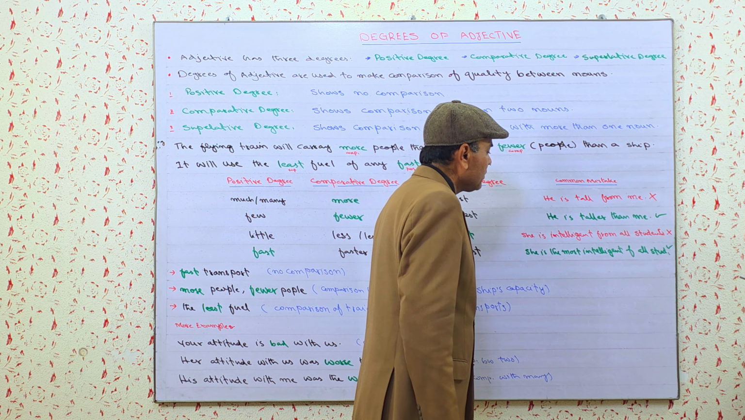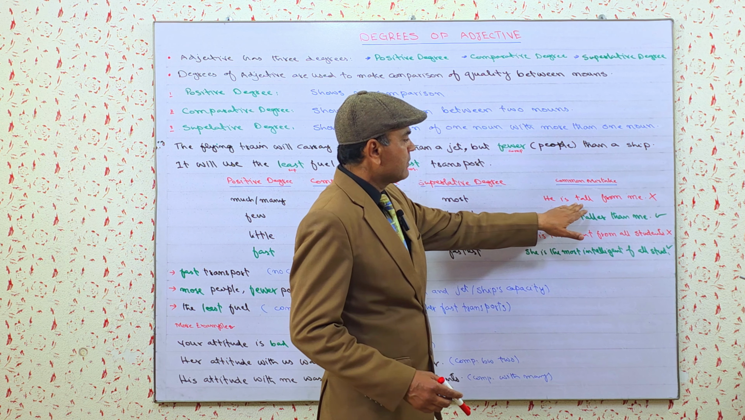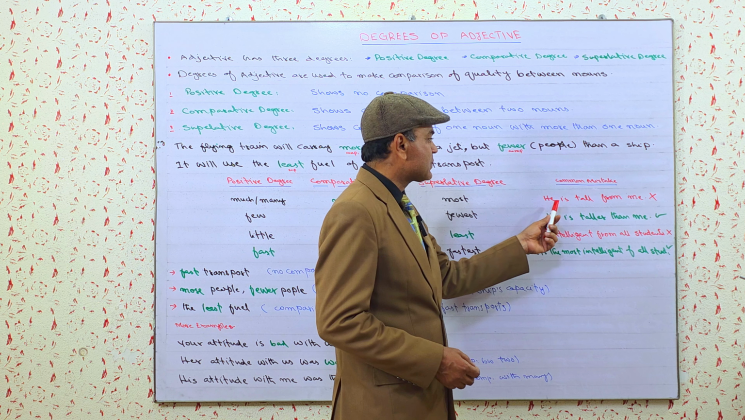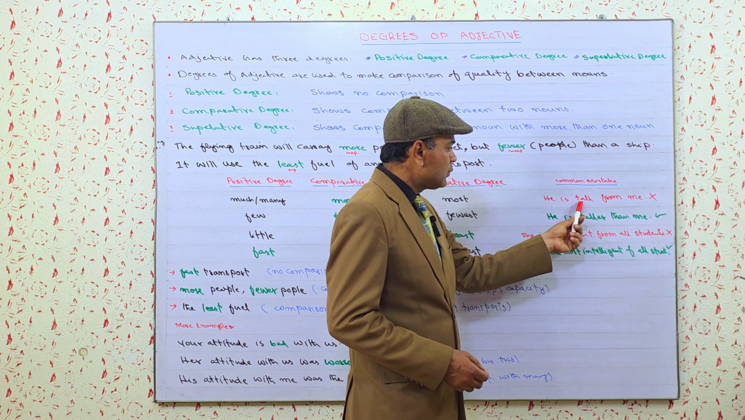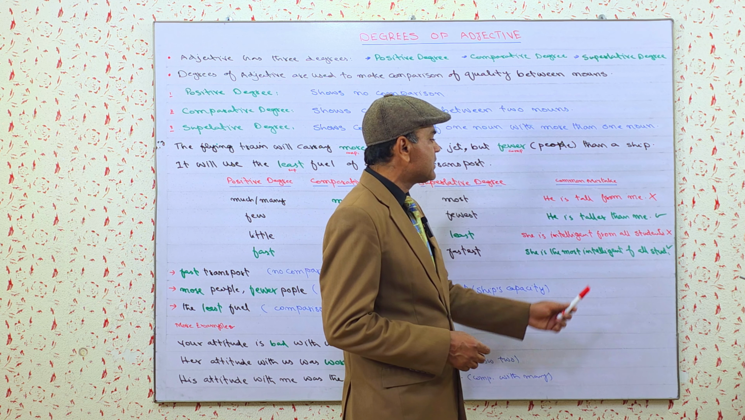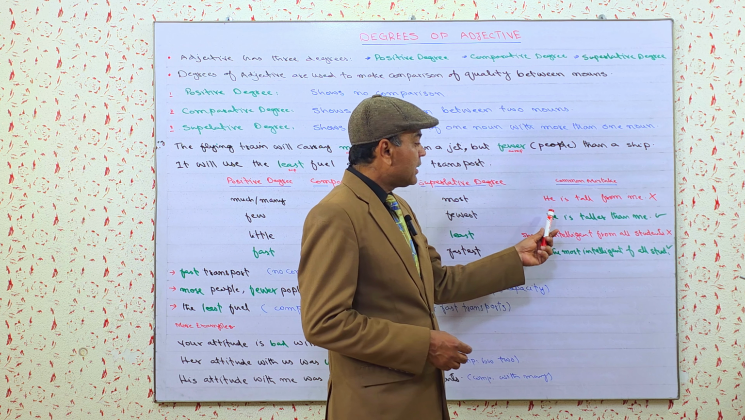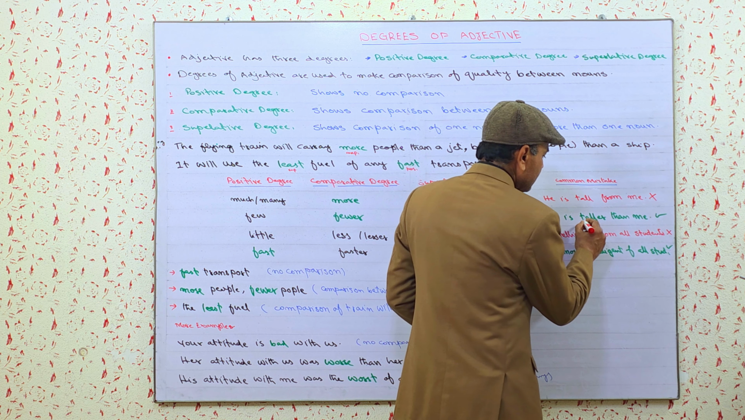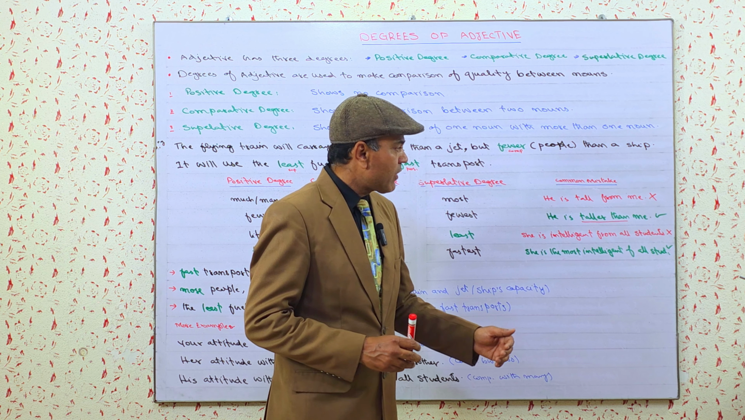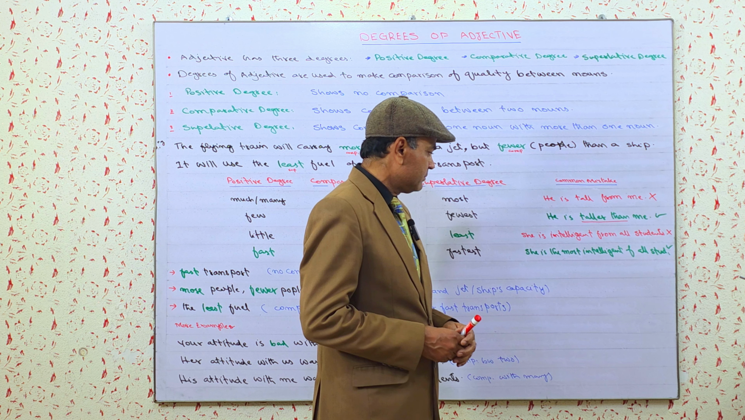Keeping this information, if we apply the rule on this sentence, the sentence is wrong. So I can't say "He is tall from me." I have to use the comparative degree of tall. And the comparative degree of tall is taller. So the right sentence is, "He is taller than me." That's the right sentence and that will convey the right meaning.